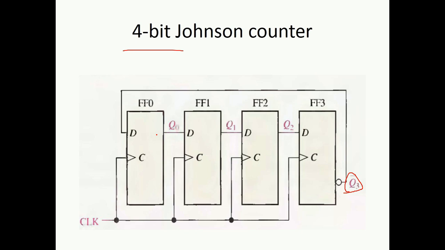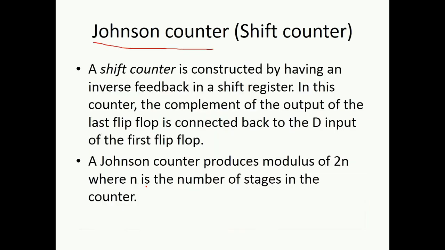If I talk about the function of Johnson counter with the help of JK flip-flop, if I'm going to use JK flip-flop over here instead of D flip-flop, Q3 bar will be connected with J, whereas Q3 will be connected to K. So these are going to be the connections for 4-bit Johnson counter.